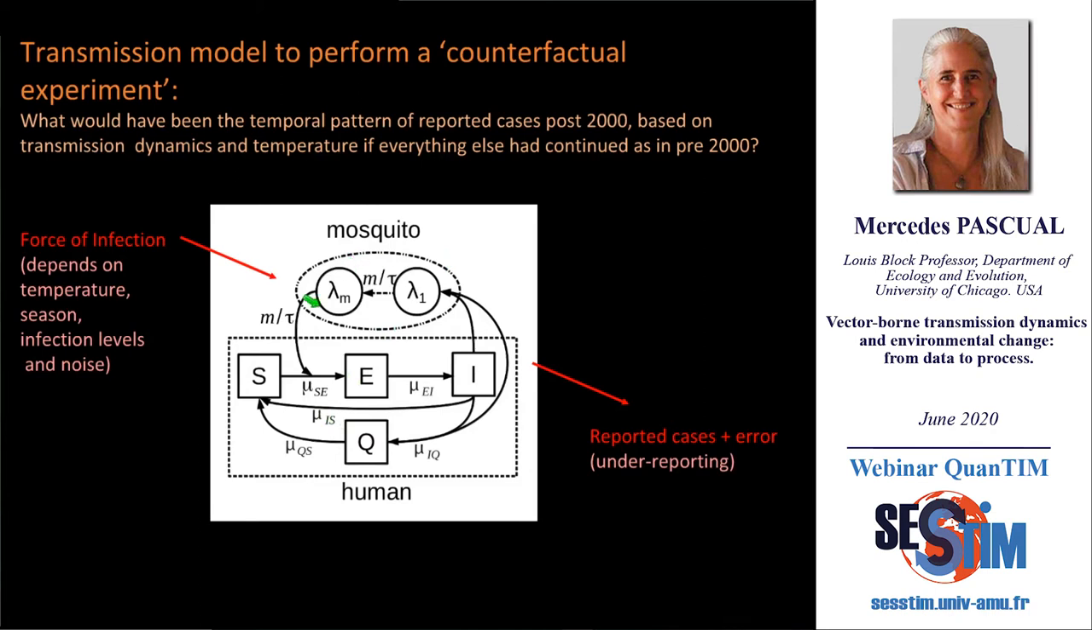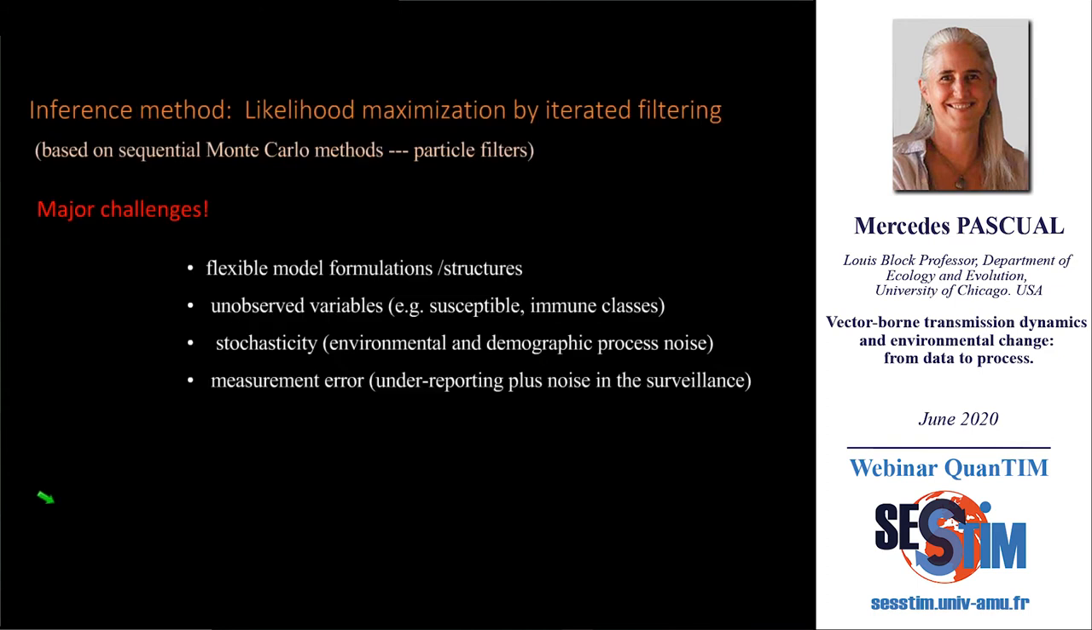And then we have a representation of the mosquito, which is a practical representation. Again, I'll describe in more detail in the second part of the talk. The important thing here is that our transmission rate, the force of infection, the rate that each susceptible individual experiences, will depend on temperature, on the season, and of course on the infection levels in the population, and will have some noise. We then work with the reported cases, the observed cases, and we assume that there is an error, of course, in how we report the cases. So this is the model. Again, I will go into details in the second part of the talk.